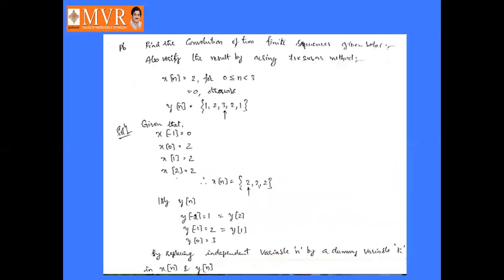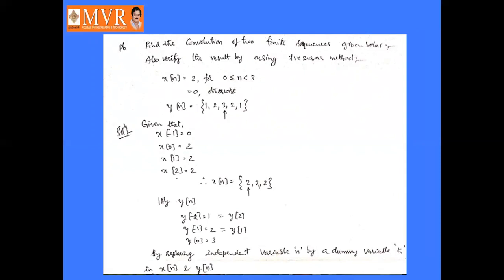Now we'll solve the problem. Find the convolution of two finite sequences given below. Also verify the result by using the tabular method. x of n is given as 2 for 0 is less than or equal to n is less than 3, and 0 otherwise. Okay, and y of n is given as the set 1, 2, 3, 2, 1.